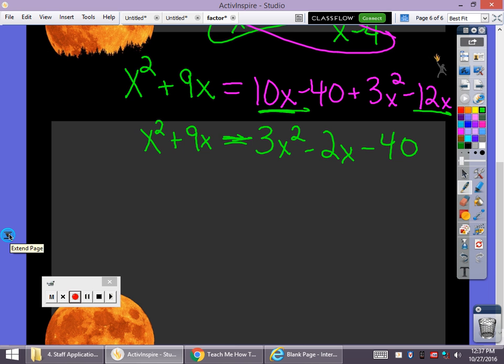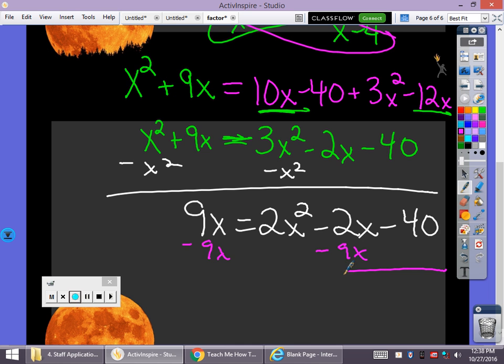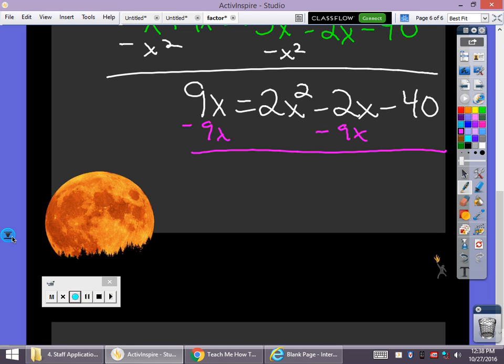Okay, now, sirens should go off. I have an x squared. So in order to solve an x squared, my equation must equal 0. So I'm going to go ahead and subtract x squared from both sides. That gives me 9x equals 2x squared minus 2x minus 40. I'm going to subtract 9x. And I'm going to get 0 equals 2x squared minus 11x minus 40.